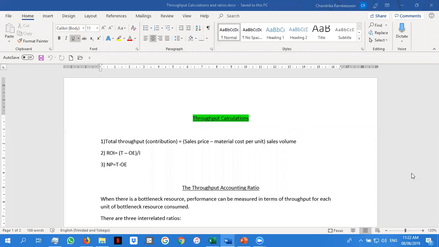Total throughput, as we saw before, is selling price take away material cost times sales volume. If you simply need throughput contribution for one unit, it will simply be selling price less material cost. Of course, you can also calculate total throughput as total sales minus total material costs. Return on investment, as we saw just now, is throughput minus operating expenses divided by investment. And net profit is throughput minus operating expenses.